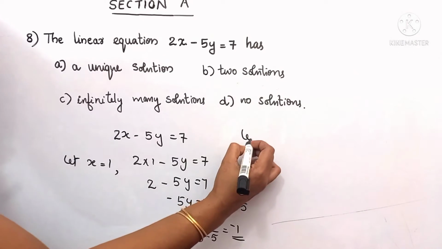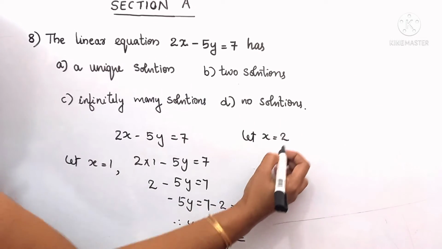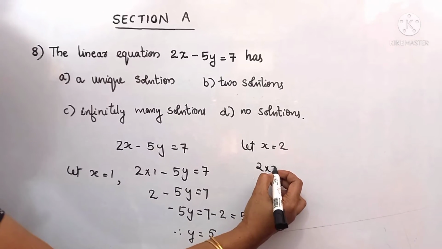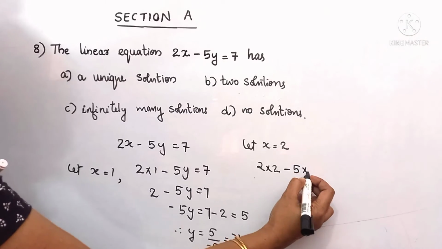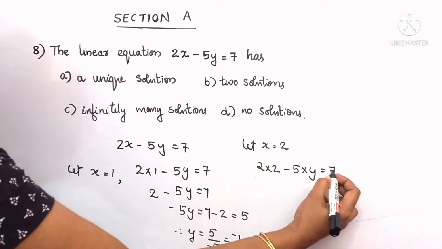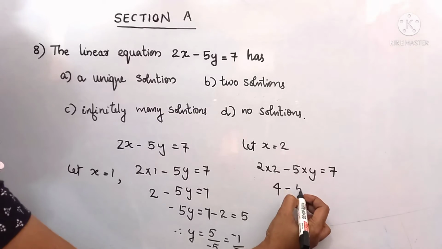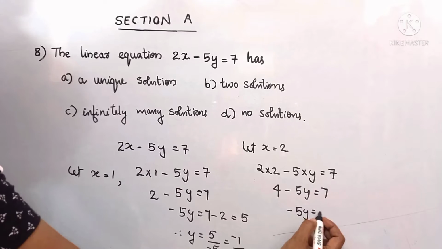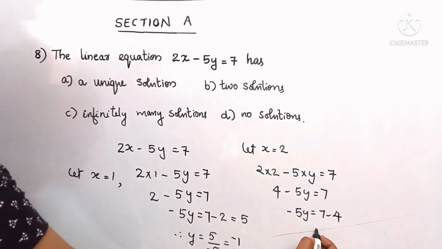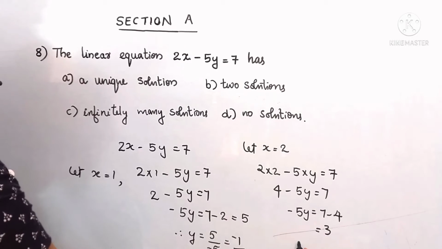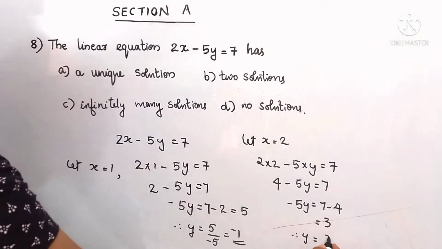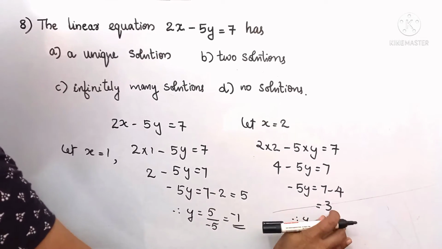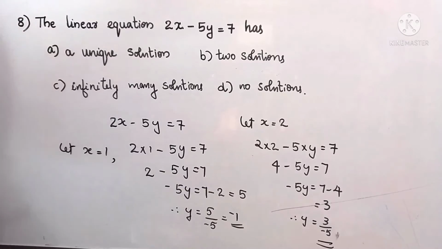Next we can take x is equal to 2. Then substituting x here, 2 into 2 minus 5 into y equal to 7. Here 2 into 2, 4, minus 5y is equal to 7. That is minus 5y is equal to 7 minus 4, that is equal to 3. Therefore, y is equal to 3 divided by minus 5. We have got that answer.